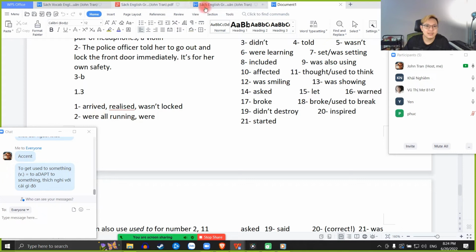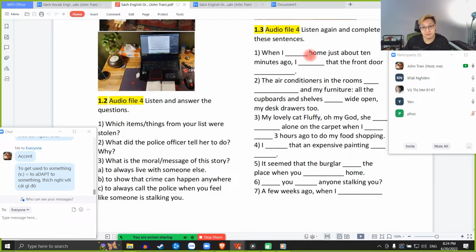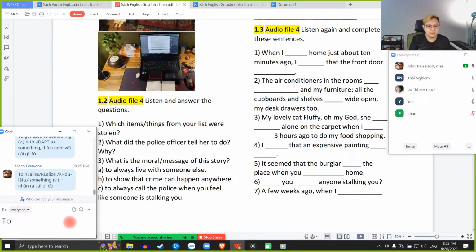So when I arrived home just about 10 minutes ago, I realized. So to realize this one, to realize something, nhận ra cái gì đó. To realize something, to realize someone, nhận ra ai đó.